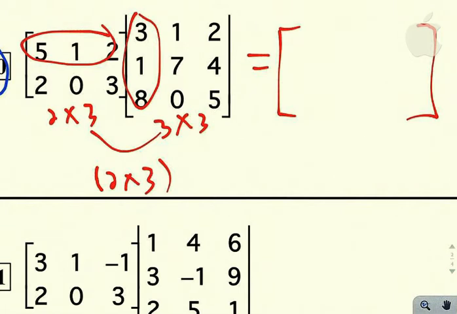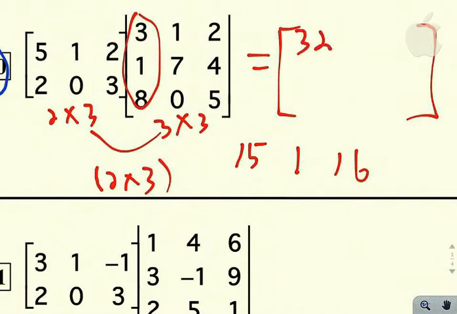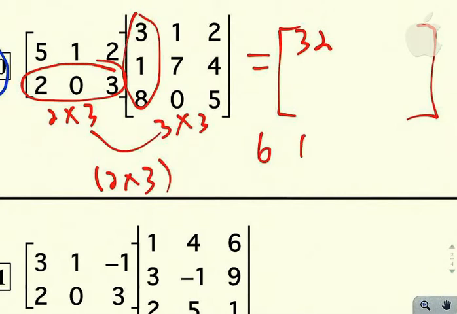Multiply the first numbers, you get 15, second number is 1, third number is 16. Add them, you get 32. Now let's multiply the second row by the first column. Multiply the first numbers, you get 6, the second number is 0, and the third number 24. You're going to get 30.